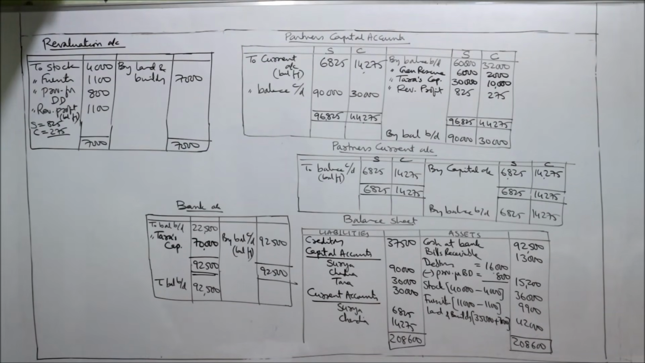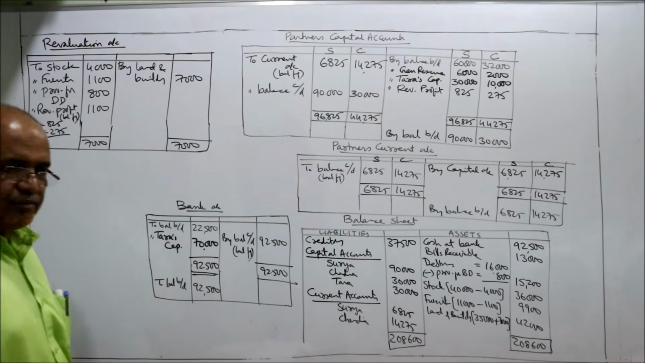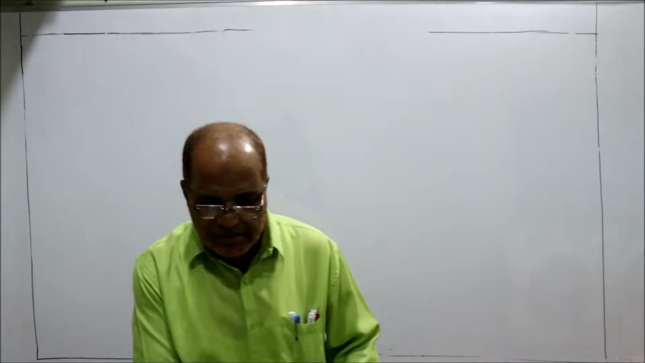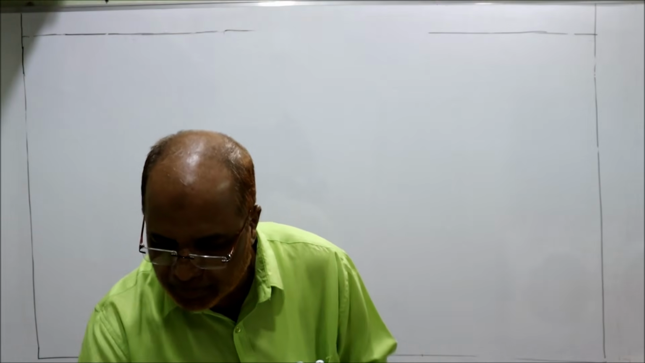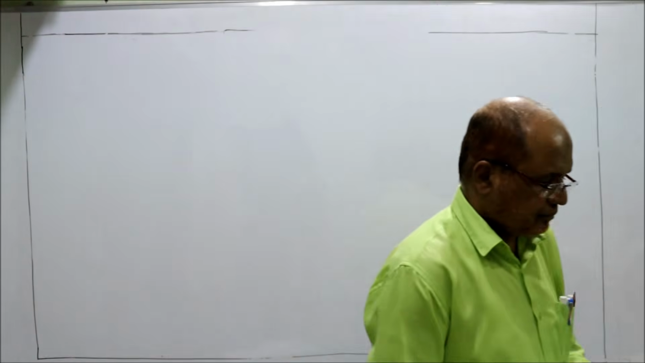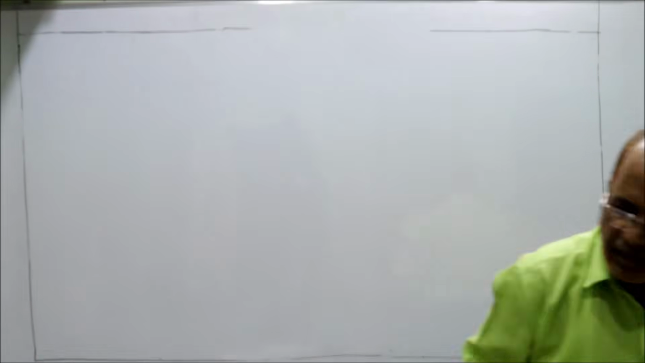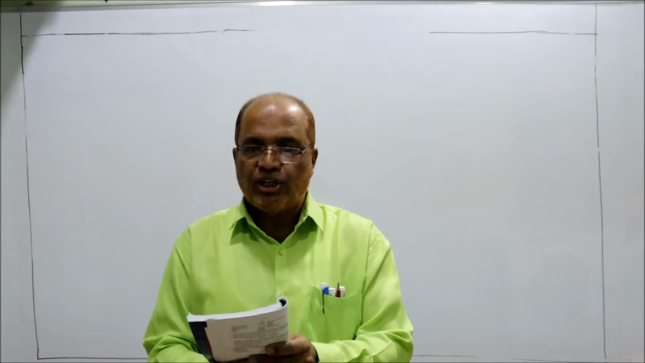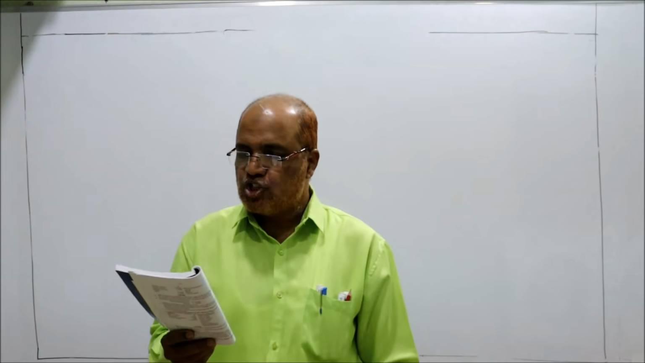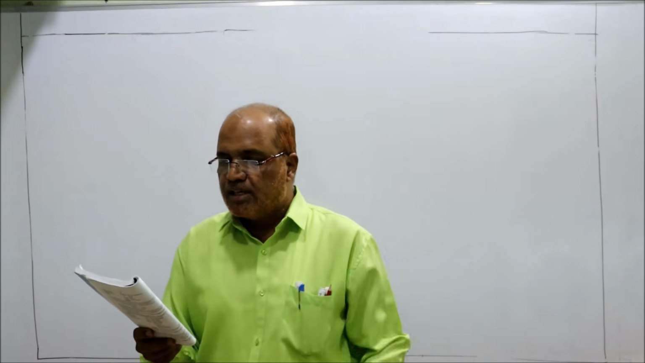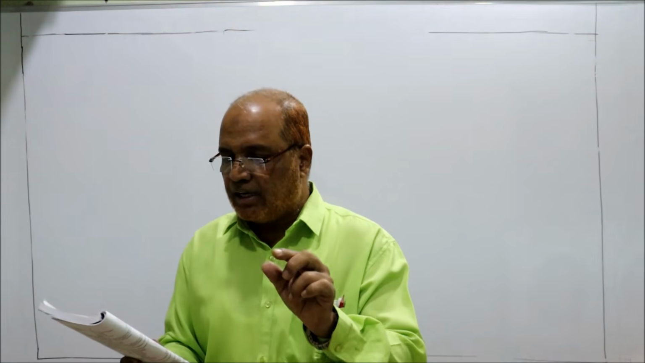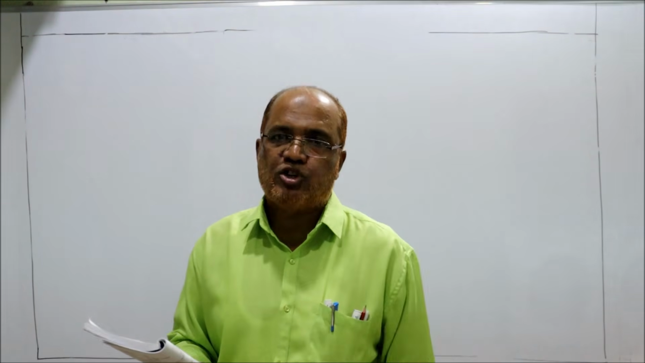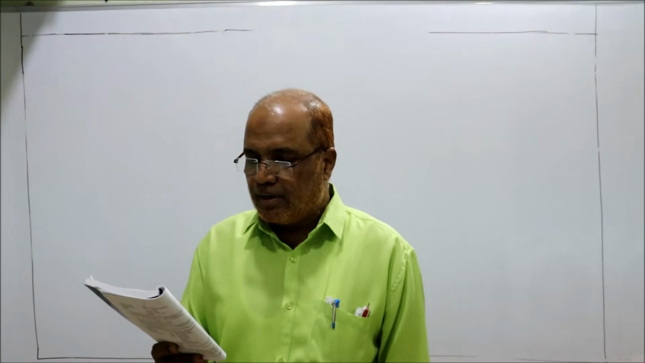That's it. So this is the end of problem number 12. Now we'll start the new problem, problem number 13. 13th problem. The following is the balance sheet of A, B and C, sharing profits and losses in proportion of 6/14, 5/14 and 3/14. This is the old profit sharing ratio of ABC.